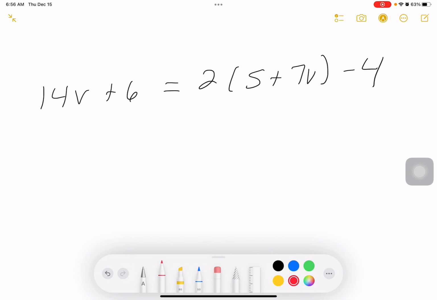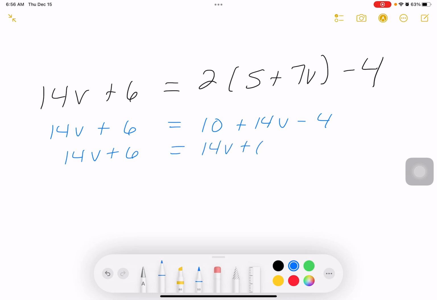This next one, if I start to solve that one, again, I'm going to begin with the parentheses. So 14v plus 6 equals 10 plus 14v minus 4. I'm not distributing to the 4 because that's outside the parentheses. If I combine my like terms, I get 14v plus 6 equals 14v plus 6.